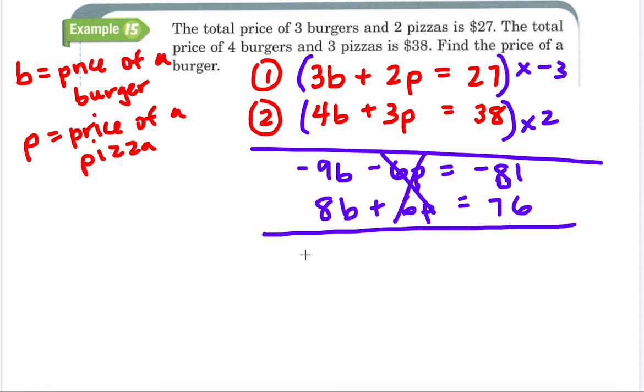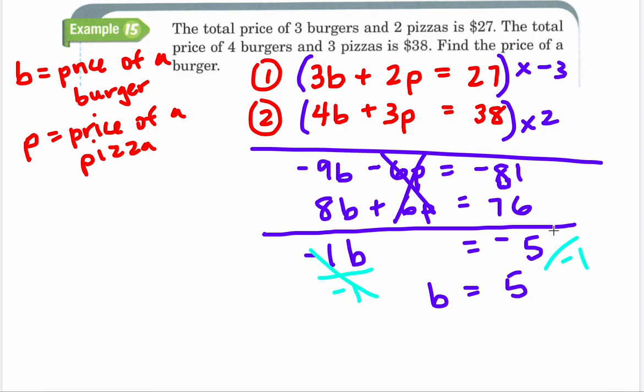-9 plus 8 is -1B. And then we have -81 and 76. So that answer is going to be negative of whatever the difference is. 76 is just 5 less than 81, so it's -5. This is a negative b, so if I want to find a positive b, I just switch the signs because this will be a +5. And really the reason why you just switch the signs is because you can pretend like you're dividing both sides by a -1, and that really just switches the signs. Negative becomes positive, positive becomes negative, okay? So my B is 5.